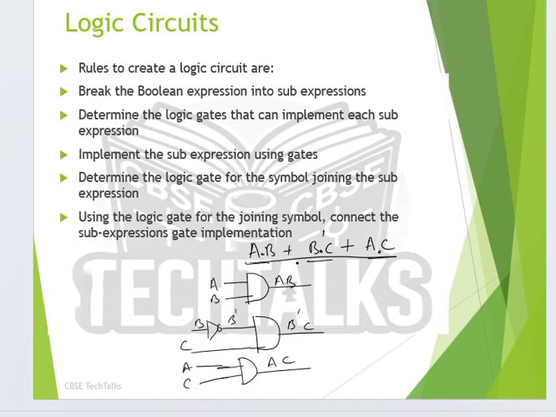So what is the sub-expression, and how are they joined? So here it is OR, and here it is also OR. So there is an OR gate used in it. Using the logical gate for the joining symbol, connect the sub-expressions. So there are three inputs now. We have three inputs. We can move this to one, and this is our OR gate. So we will be writing AB plus B bar C plus AC.